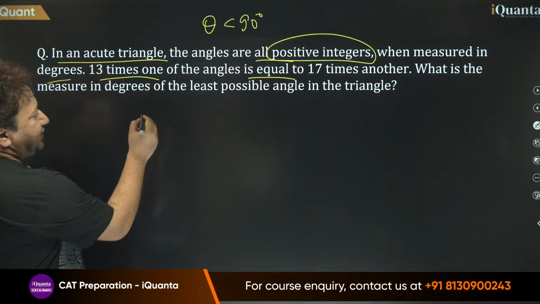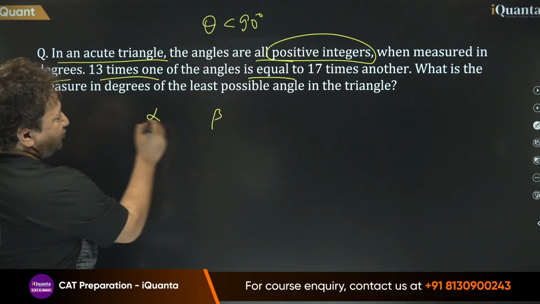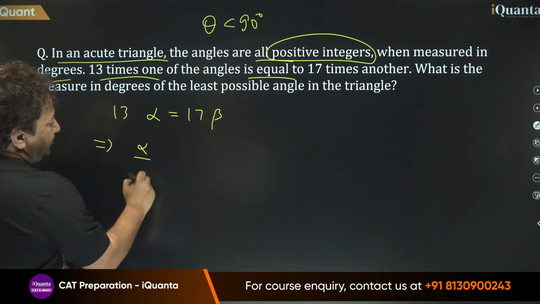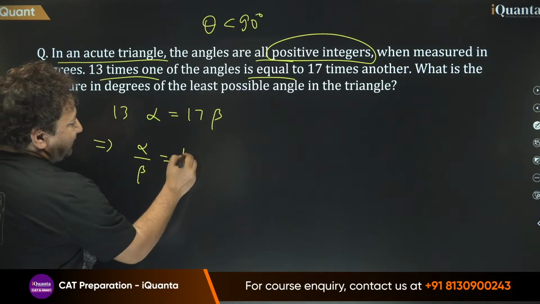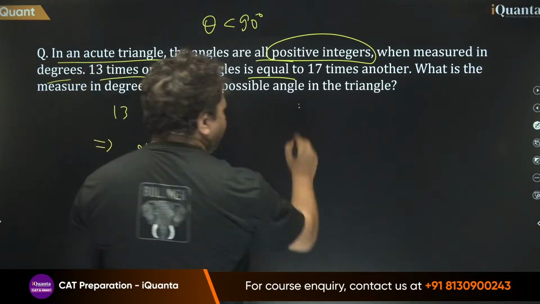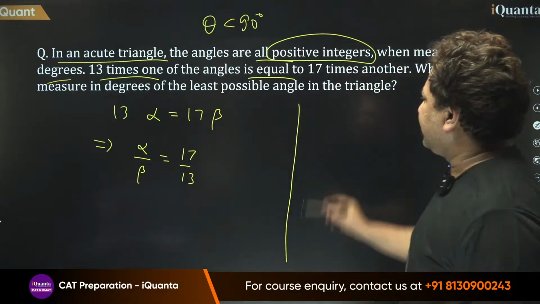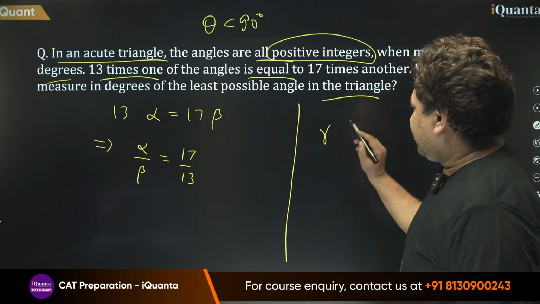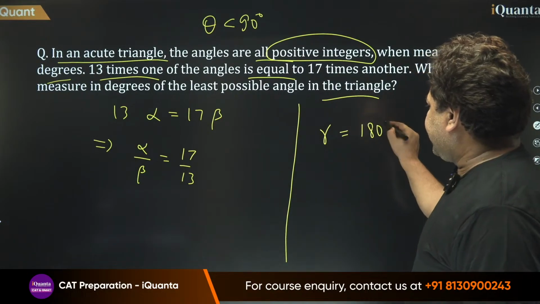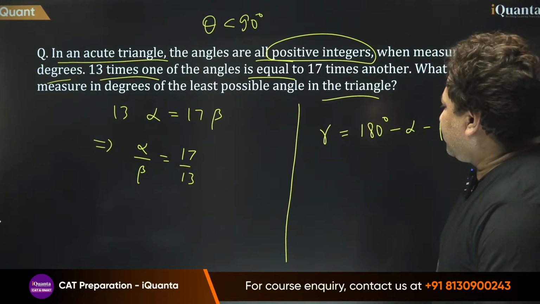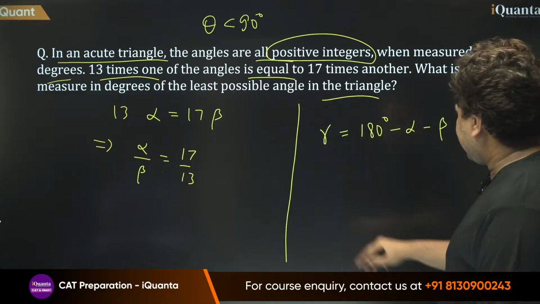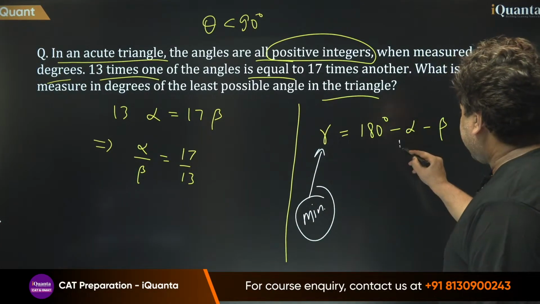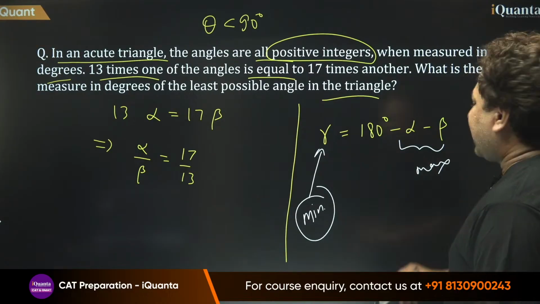So I'll just write, let one angle be alpha, the other be beta. So 13 times alpha is 17 times beta, or I can say alpha upon beta must be equal to 17 upon 13. Now they're asking what is the measure in degrees of the least possible angle in the triangle. There'll be one more angle, gamma, isn't it? And gamma will be equal to 180 degrees minus alpha minus beta. So in order to minimize gamma, this is basic common sense, I need to maximize alpha and beta.